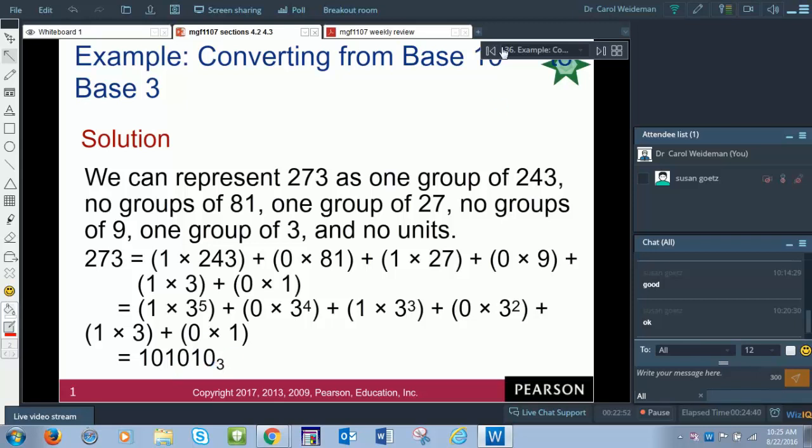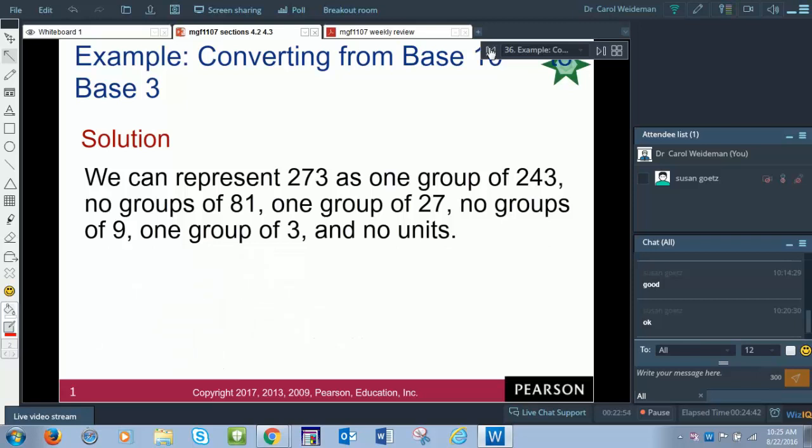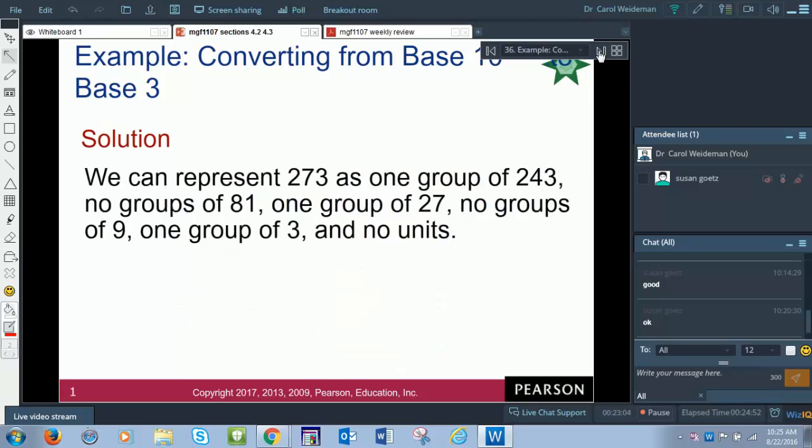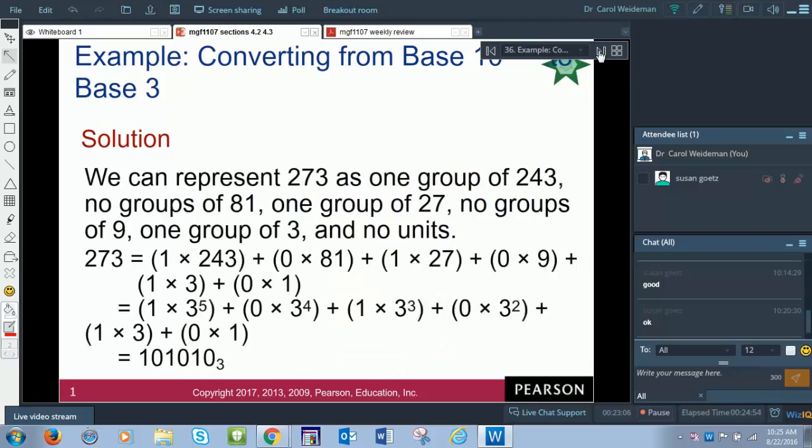Okay, I kind of like this way back here. Let me just get back to the prior screen because it lays it out really nicely for you as you drop down, and then your new representation of the number is going to be right here. So depending on which way is more comfortable for you, I kind of like that other way. So it's 1, 0, 1, 0, 1, 0 base 3. And then again, you could expand it and make sure you get back to 273 as a check.